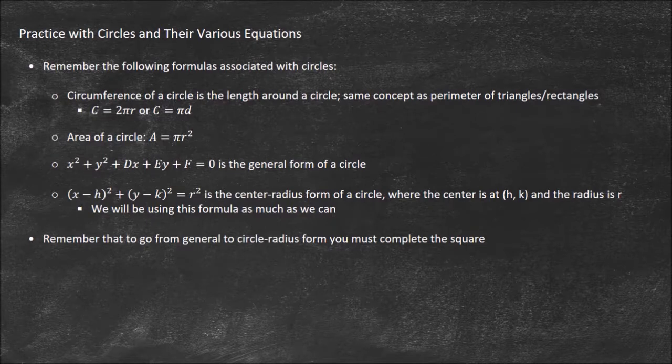And that leads straight into the area of a circle, which is just pi r squared. Hopefully you know that one by now. And then we also have the general form of a circle, which is x squared plus y squared plus dx plus ey plus f equals 0, which is a really confusing one, kind of hard to work with.